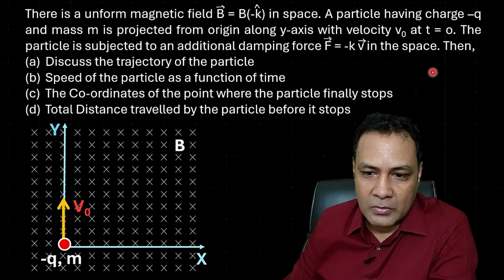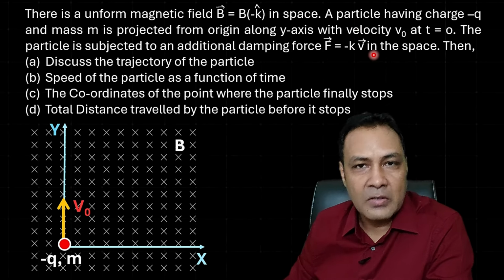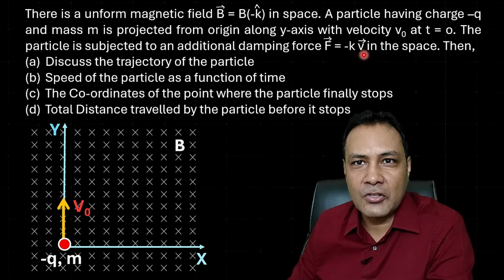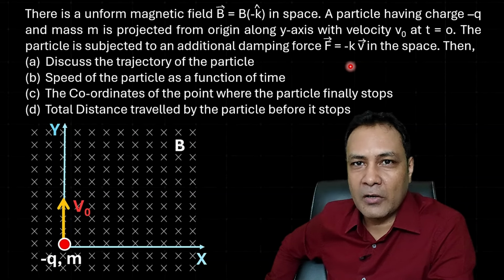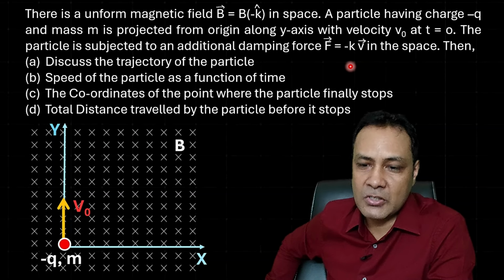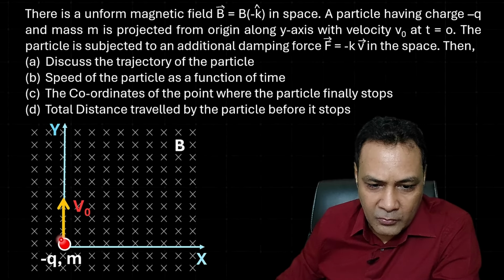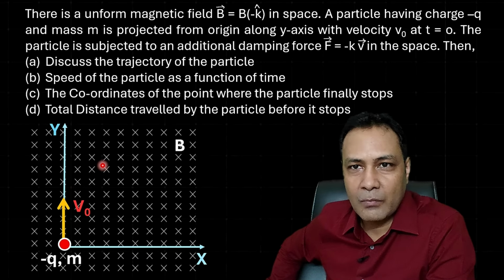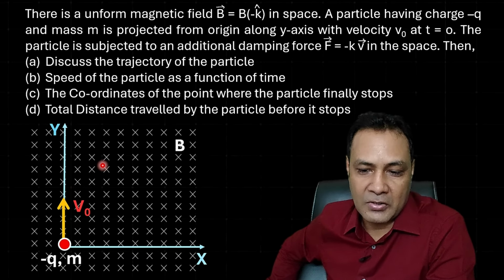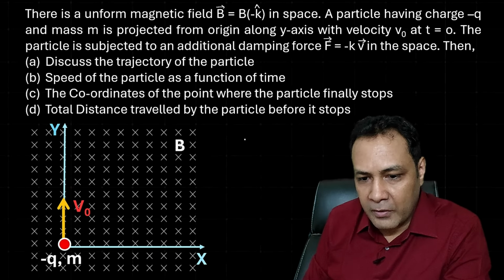But then there is this damping force. The nature of this force is to dissipate mechanical energy continuously. It will decrease the speed. It is always opposite to the tangential direction, so it will continuously decrease the speed. The job of the magnetic force is only to change direction. It cannot change speed. So it will rotate because of the magnetic force, but at the same time its speed will decrease.